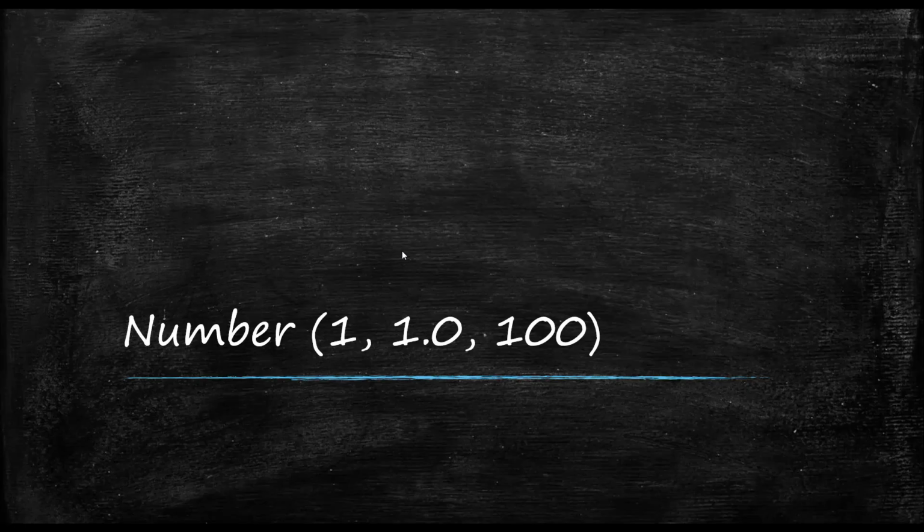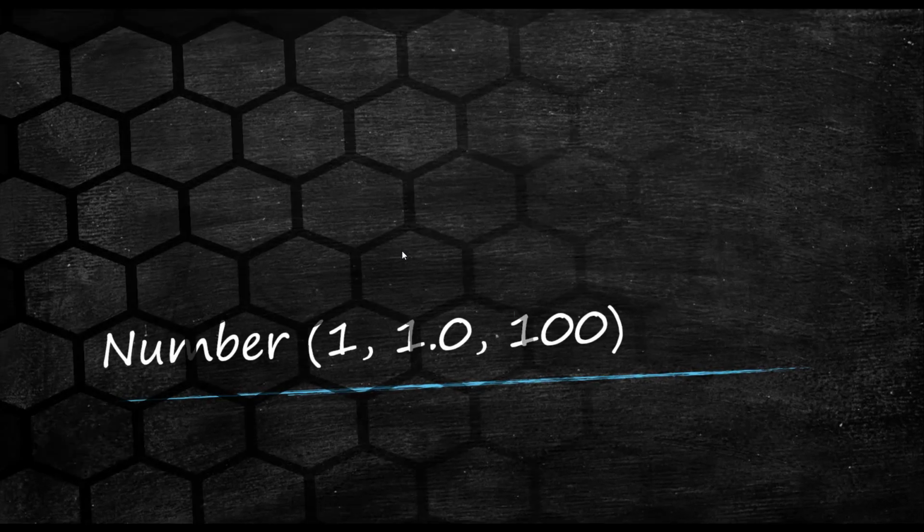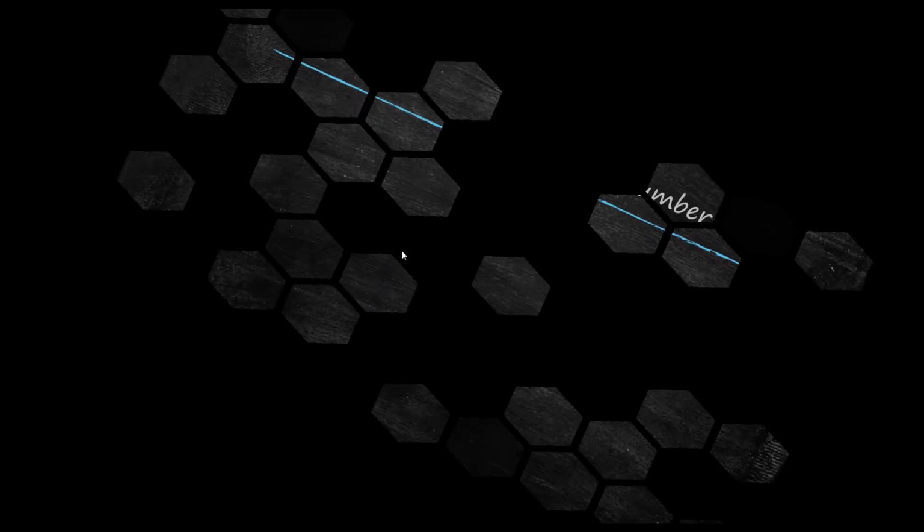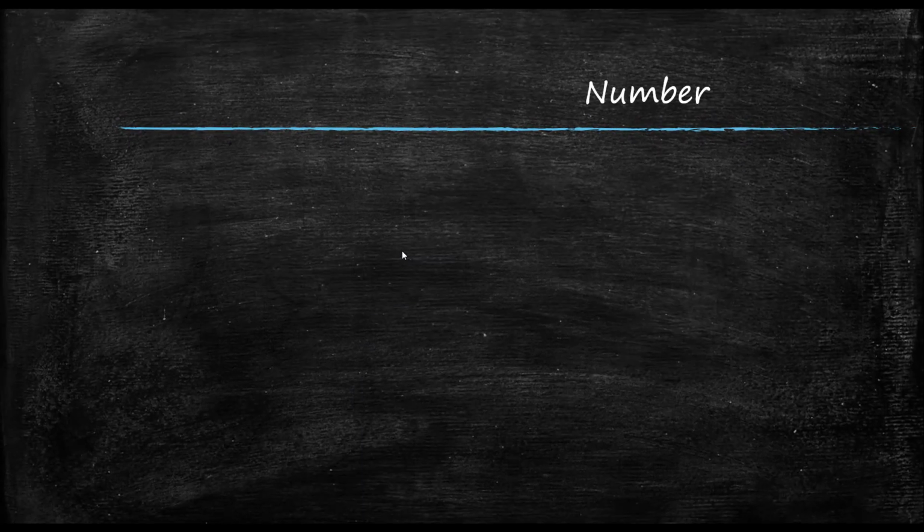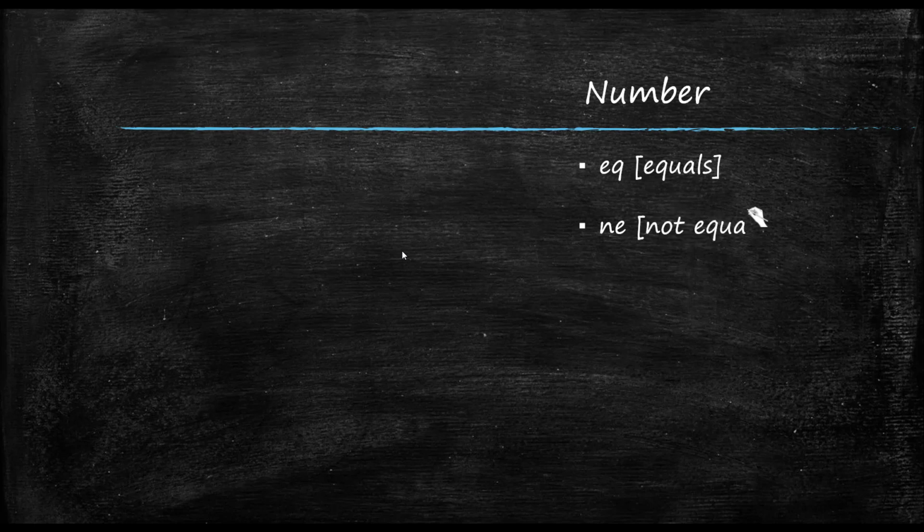Now next, we're going to see the number type. The number type of column comes with more than what we have seen in the single line of text and the choice column. We can have the equals to, as we have seen in single line of text. We also have not equal to, as we have seen in single line of text and the choice column also.